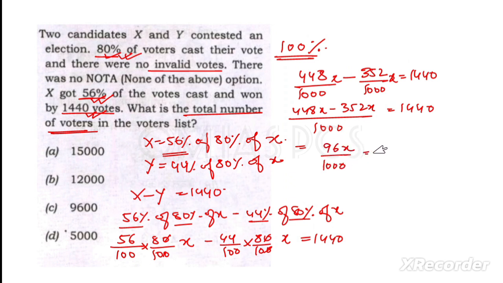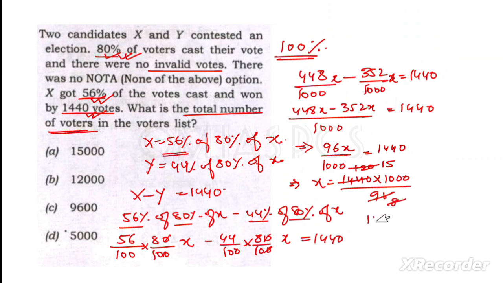is equal to 1440. Now x is equal to 1440 multiplied by 1000 and divided by 96. So we can cancel with 12, it will be by 8, and this is 120. Now by 8 it will be 15. So 15 multiplied by 1000 will be 15,000. So what is the value of x? That is the total voters, that is 15,000.